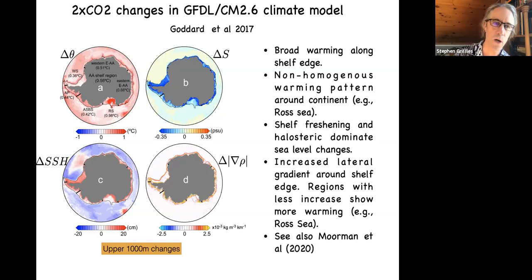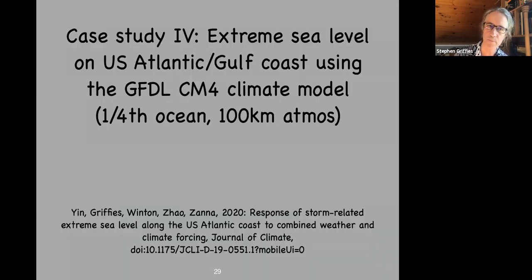For those that don't know your geography, and I can't use my pointer for some reason, the Weddell Sea is WS and RS is the Ross Sea. So let's not talk about the salinity or the sea surface height. Let's move on to the next slide.